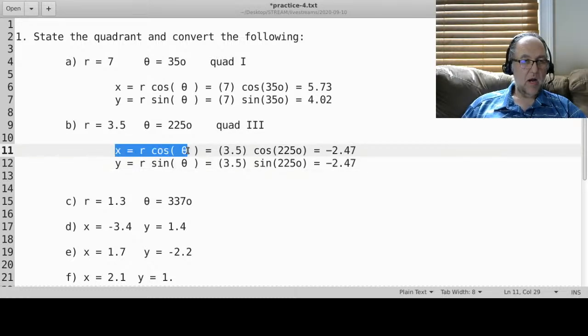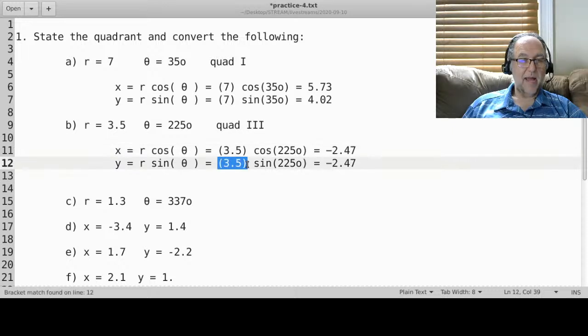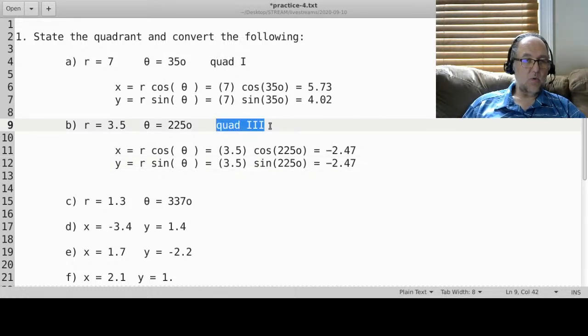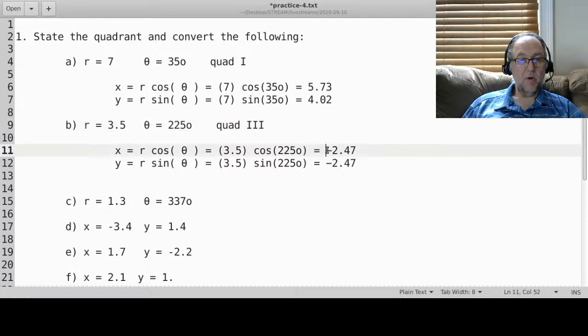So I have x is equal to r cosine theta. r is 3.5, theta is 225 degrees, like that. And if I work that out, I get negative 2.47. There are more decimals, but in this course, I'm just rounding off always to 3 significant figures. Same thing for y. It's 3.5 times the sine, this time sine of 225. And that's going to give me actually the exact same number. Okay. And is it in quadrant 3? Yes, because in quadrant 3, you expect both x and y to be negative, and they are.